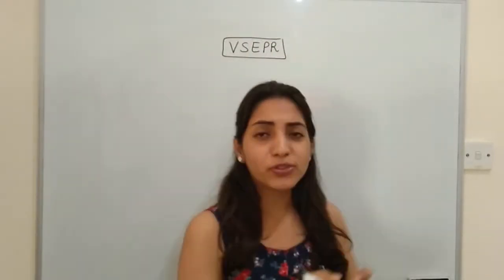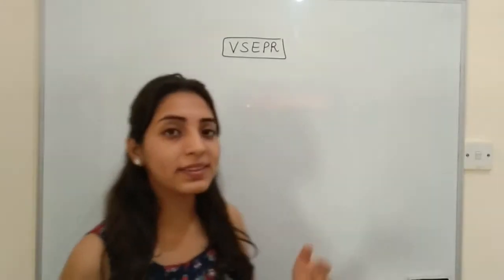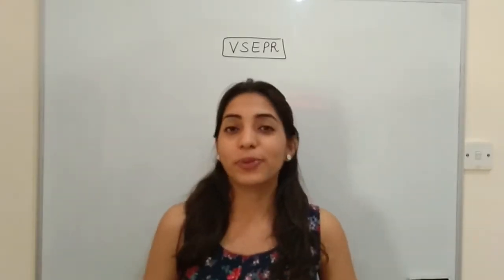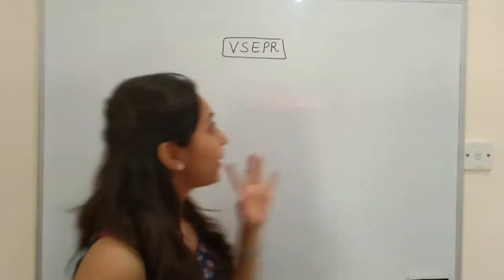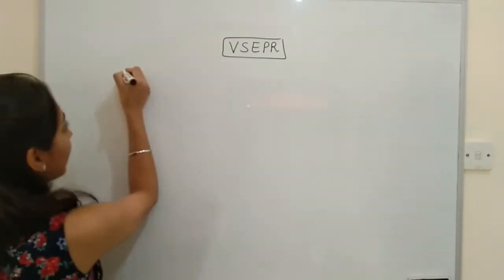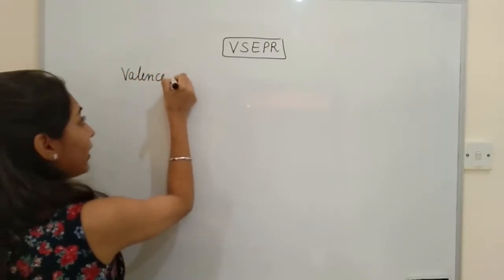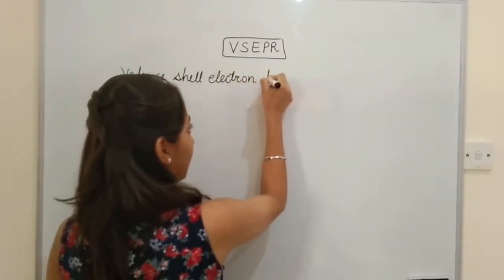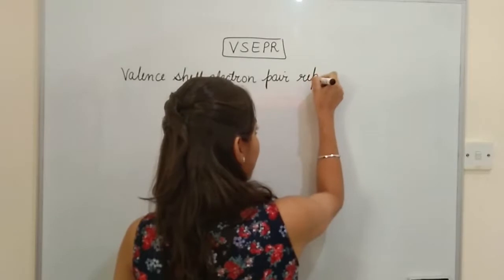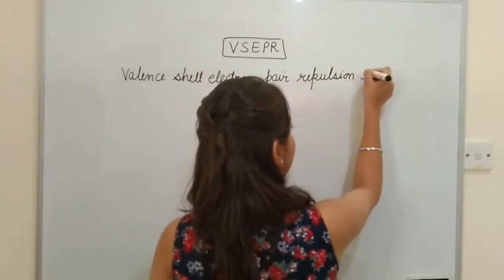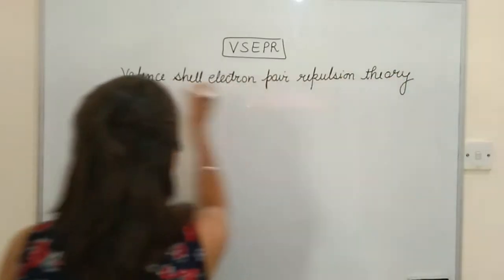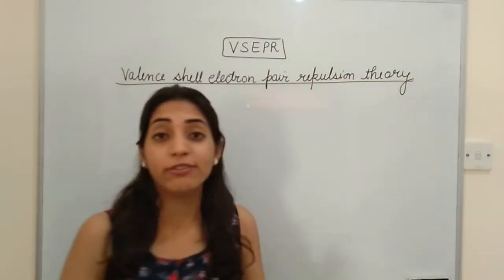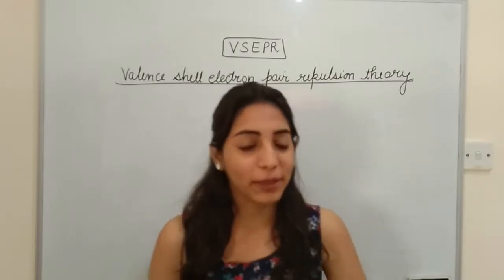Some teachers and some students call it VSEPR theory, because we are so pro in speaking VSEPR. It's up to you, whichever way you want to pronounce it, you can call it that way. By the way, what is VSEPR theory? It stands for valence shell electron pair repulsion theory. Oh my God, such a long name for the theory.